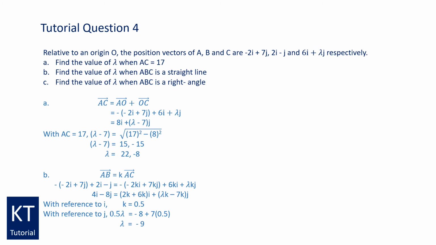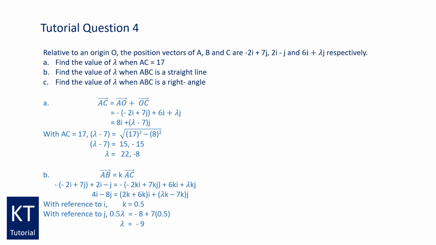When ABC is a straight line, the vector AB is equal to k of the vector AC. By expanding on these two vectors and then referencing to i individually, we could solve for k being 0.5, and when referencing to j individually, lambda works out to being -9.